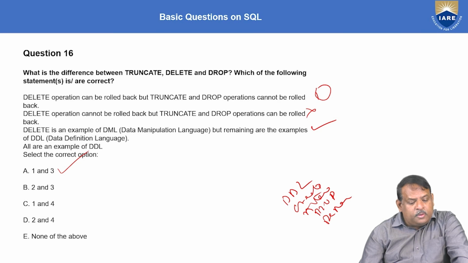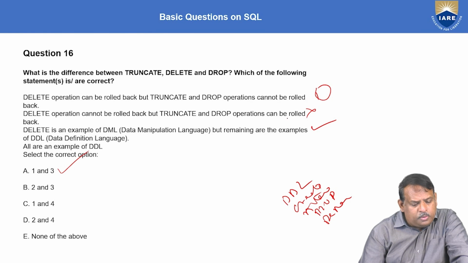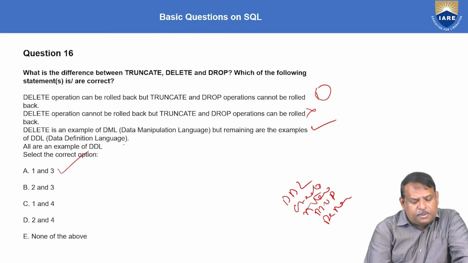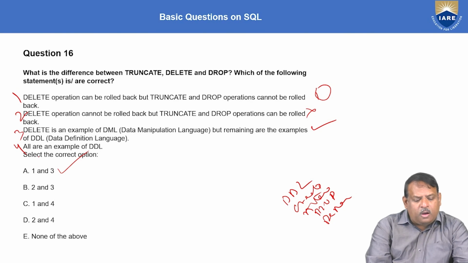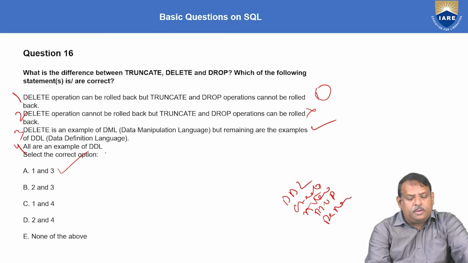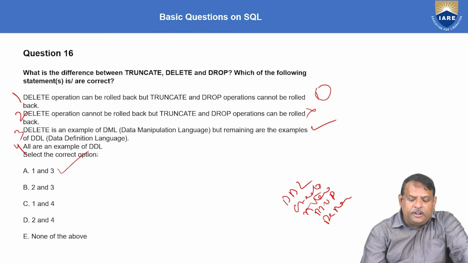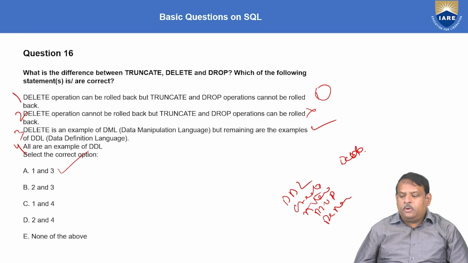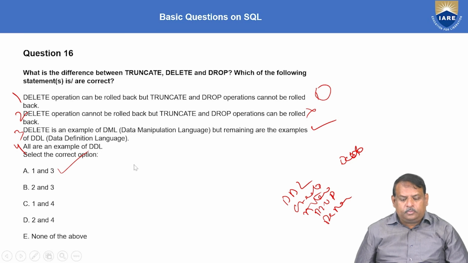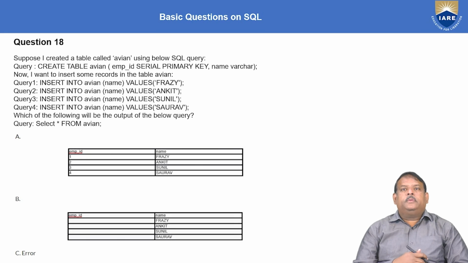1 and 4. What is 1? How many statements do we have here? 1, 2, 3, 4. All are examples of DDL, which means wrong. In DDL we don't have the delete operation. Okay, next question.